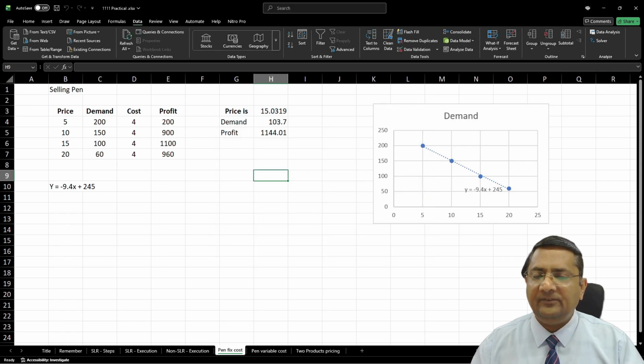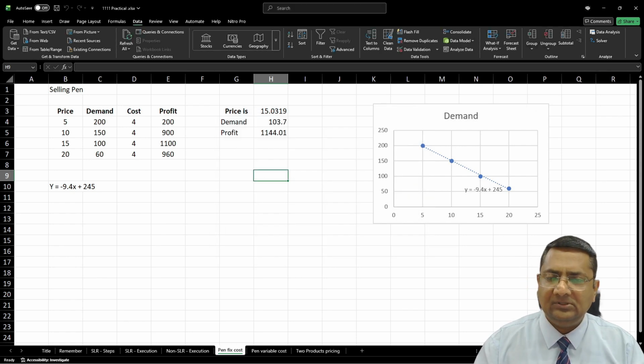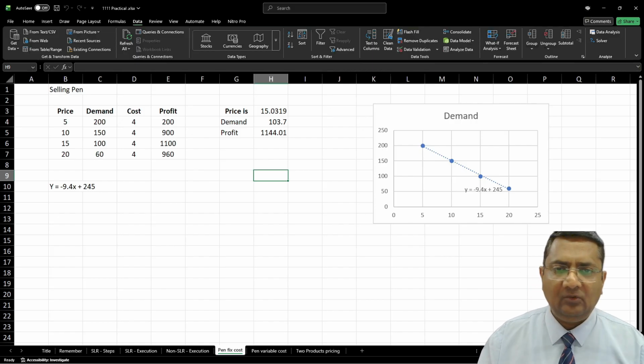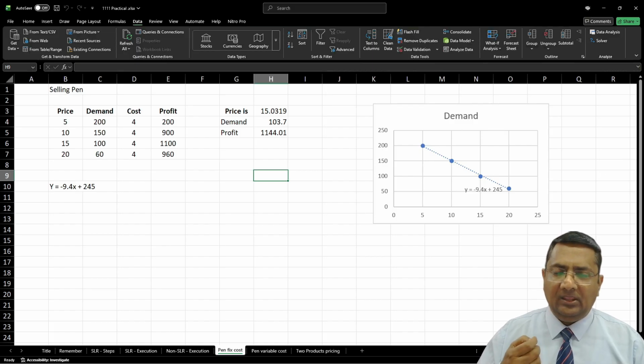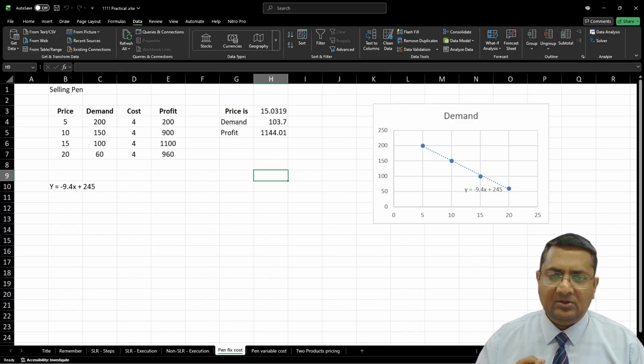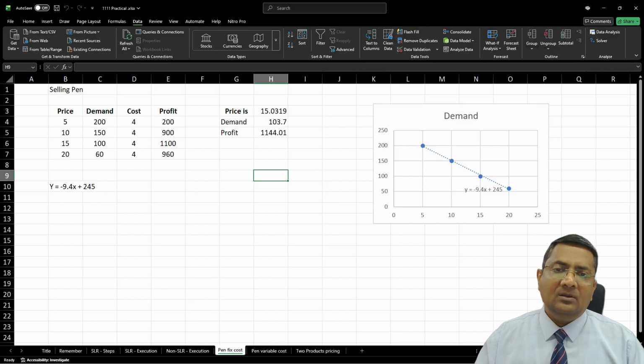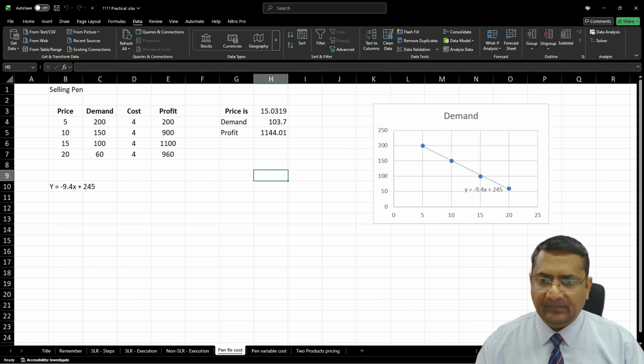Okay. So initially we had taken a price. Now as per the solver, this equation and the data we have given to the solver, the optimum price is 15.0319. If we sell our pen for rupees 15, demand would be 103, depending upon this data we have, and we will be able to earn maximum profit.